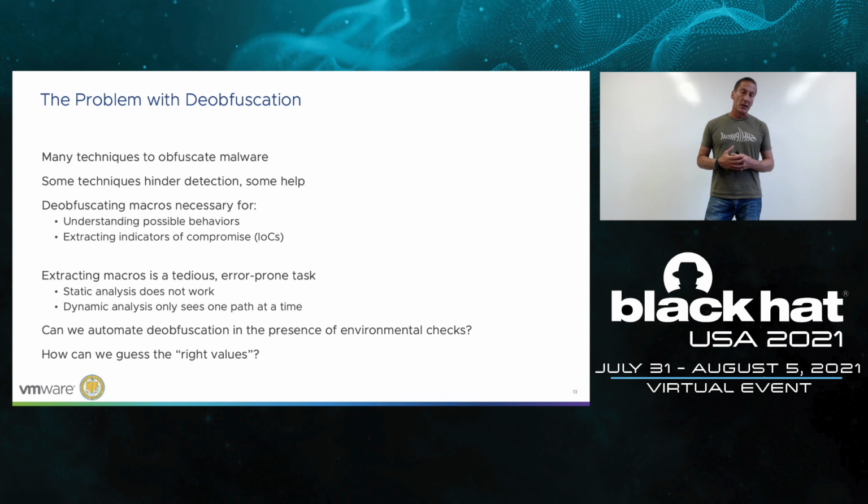So at the moment, deobfuscating these macros is an error-prone manual task that requires a lot of manual work, mostly because static analysis does not work since it's heavily obfuscated. And also dynamic analysis only gives you one sort of thread of execution. So we want to automate the deobfuscation, but how can we handle all these environmental checks that make a particular macro only work if the right boundary conditions are correct? How can we guess the right value?